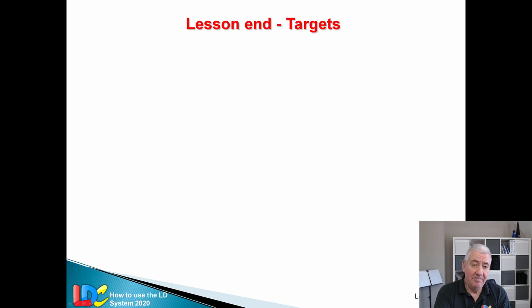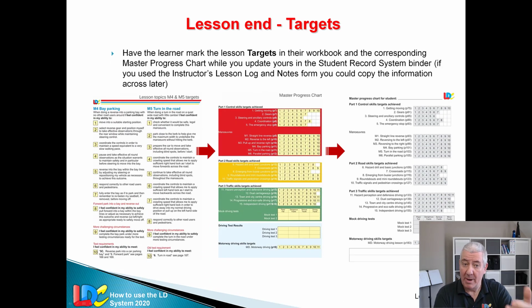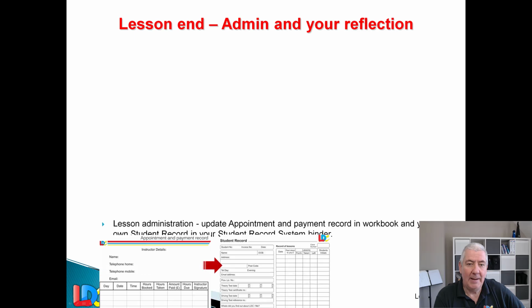Looking at the end of the lesson, you would have the learner mark the targets in their workbook and the corresponding master progress chart, while you update yours in your student record system binder. If you use the instructor's lesson log notes, you could just copy the information across later. So now we know what we've achieved. We would then have a little chat about what's the provisional plan for next time.